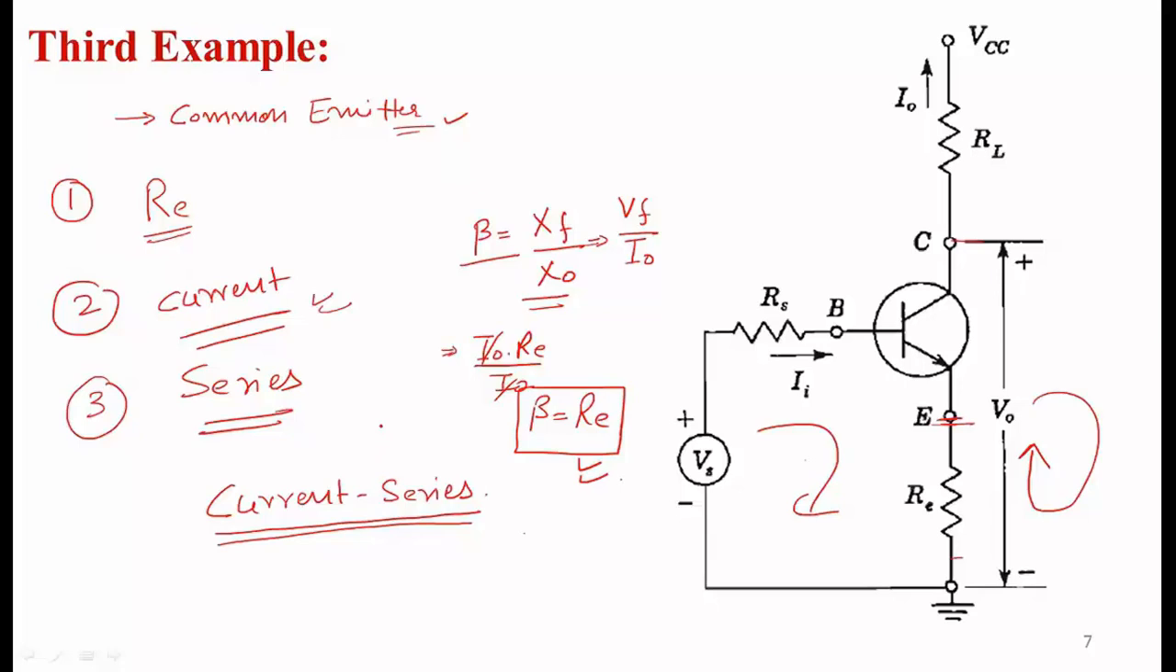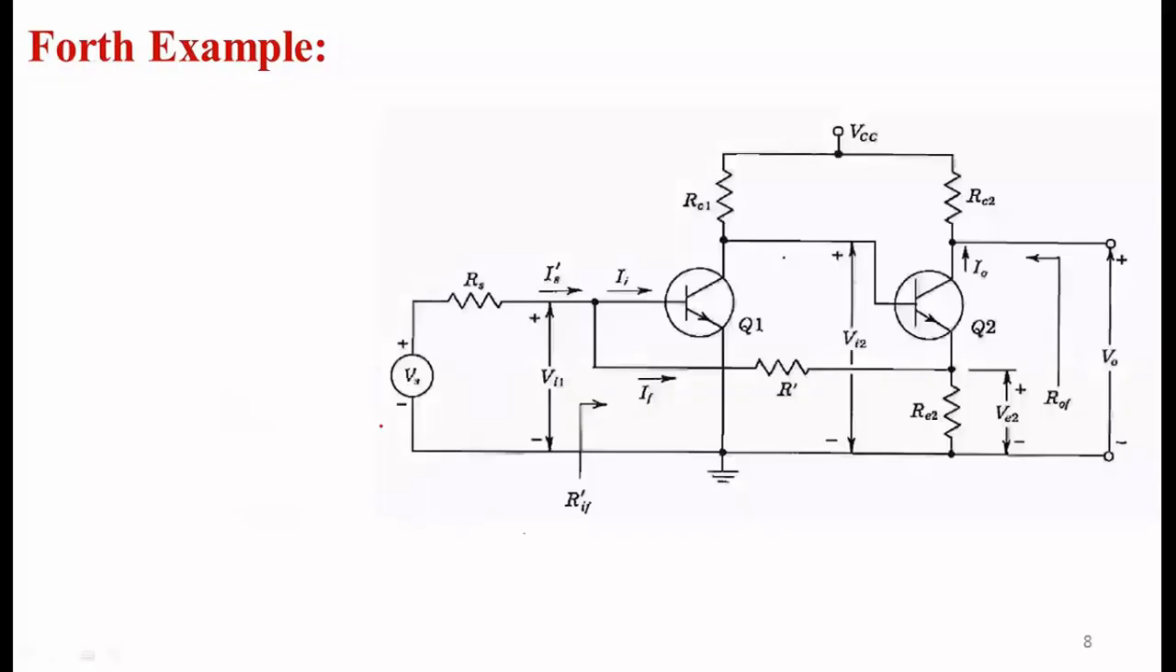Okay, so let's discuss the next example. So this is a current series type of circuit. This is the next circuit we have. Here we can say that we have the transistor pair in this circuit. So let's discuss which kind of circuit topology this is.